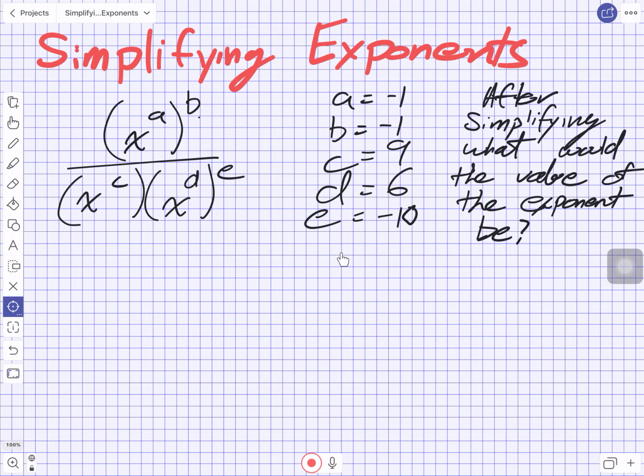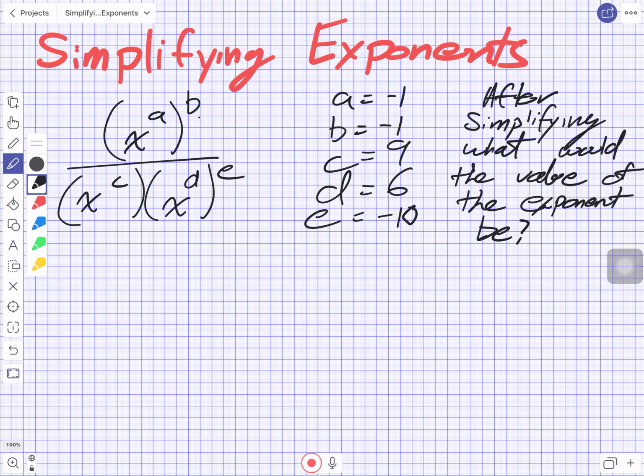We have values here, so we're going to take these values and replace these variables with them, because it's telling us that a is equal to something, d is equal to something. So we'll replace those letters with the actual numeric values. And then the question, which is very poorly written, is asking: after simplifying, what would the value of the exponent be? The assumption is that because the base is the same, we'll end up with a single power, and what will that power be?